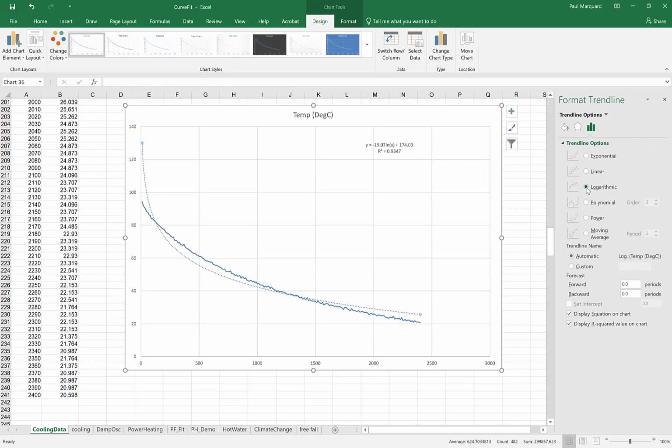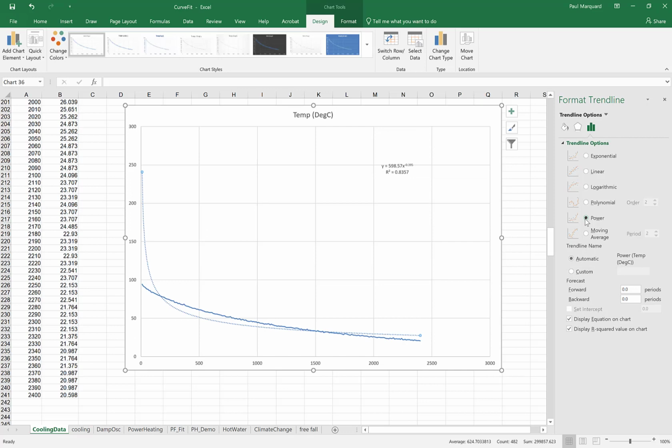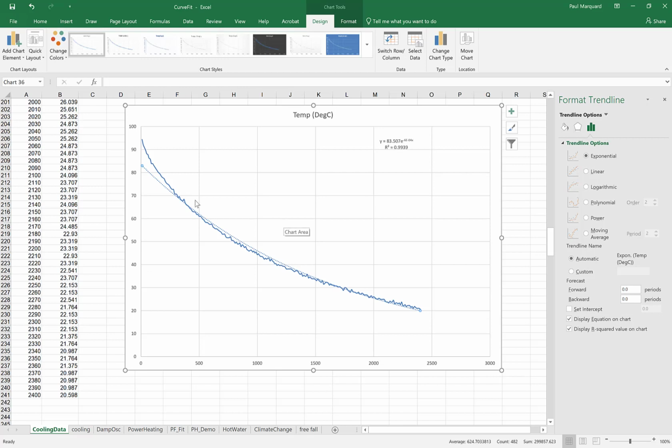We'll try logarithmic. That doesn't look too good, 0.93. You can try a polynomial. That's actually really good, 0.9929. And we'll talk a little bit here about why I can't do that. Power fit doesn't really look too good. And look at that, 0.83 is my R squared value. That's the worst one I've had so far. So then we'll do an exponential, and we can see the exponential fits 0.9939 actually pretty well.